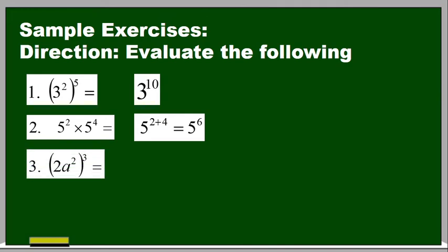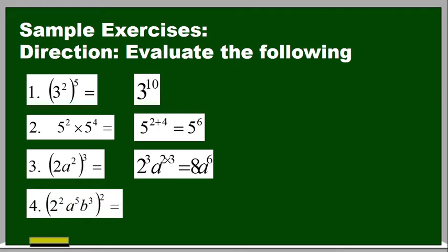Next, number 3. Still power of powers. The quantity 2a squared raised to the 3rd power. The numerical coefficient is 2. 2 is also raised to the 3rd power. And a is raised to the 2nd power, which is multiplied by 3. So that gives 2 cubed times a raised to 2 times 3. 2 cubed is 2 times 2 times 2, so we have 8. And then 2 times 3 is 6. So final answer is 8a to the 6th power.